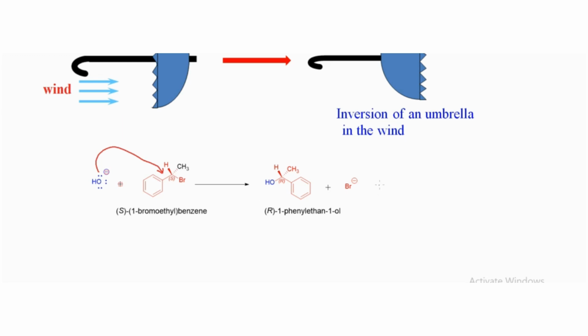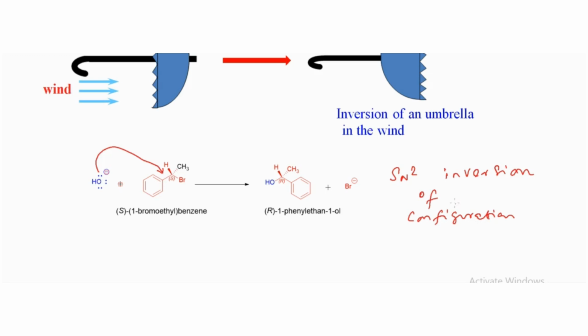So that means the SN2 reaction always gives inversion of configuration. This is the outcome of the nucleophilic attack in the SN2 reaction at the chiral center. Okay, it gives inversion of configuration.